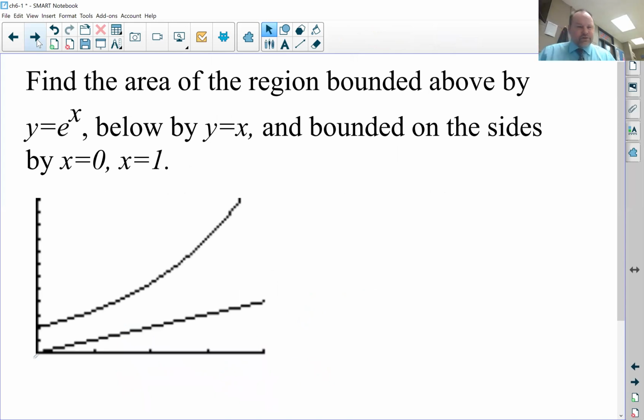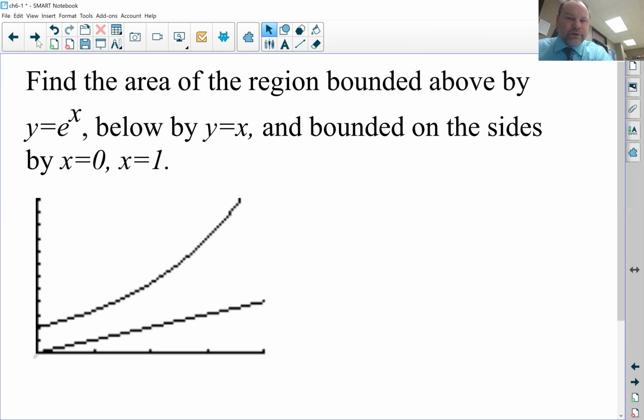All right, so here we have the area, find the area of the region bounded above by y equals e to the x and below by the graph y equals x, and on the sides by x equals 0 and x equals 1. So in this case, we're told both of our functions and we're given the limits for our integral. That will not always be the case. Many times you have to find the limits, or at least one of the limits, for the integration. We'll take a look at examples of that as well.